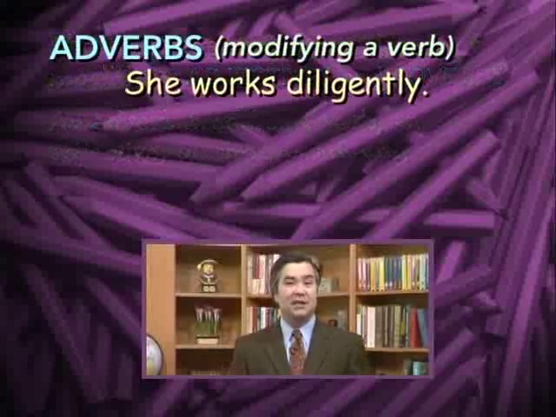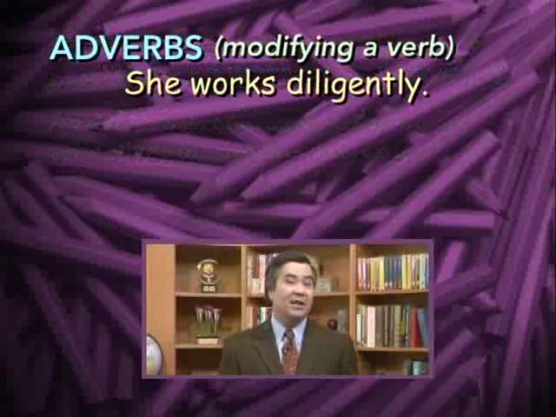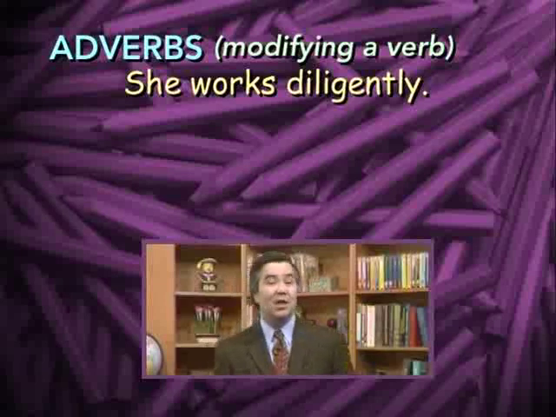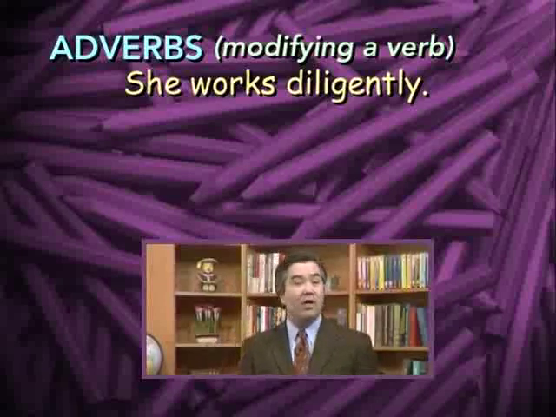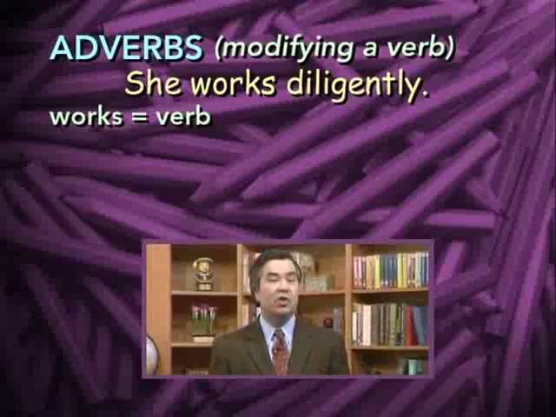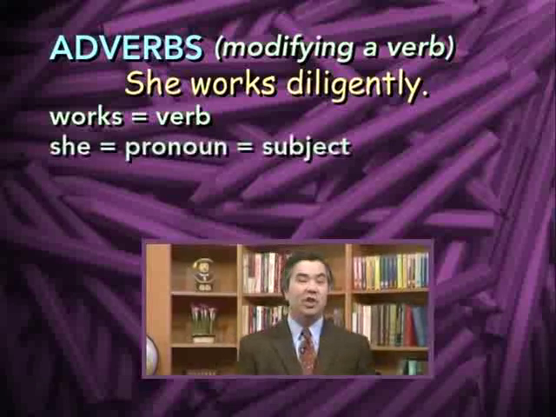Here's a short sentence: she works diligently. When you analyze a sentence, it's usually best to begin by looking for the verb, the single most important word in the sentence. What's the verb here? The verb is works. What's the subject of the verb works? Who or what is doing the working? The answer is the pronoun she.